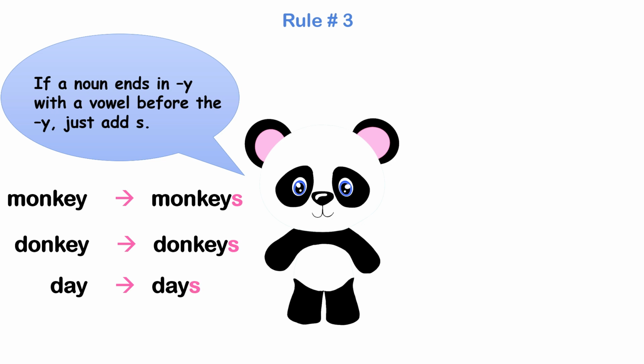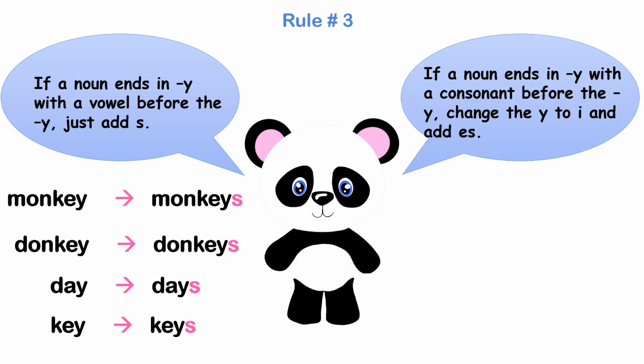Day becomes days. There is an A before the Y. A is a vowel, therefore we just add S. And key turns into keys. We only add S. However, if a noun ending in a Y has a consonant before the Y, we change the Y into I and add ES.